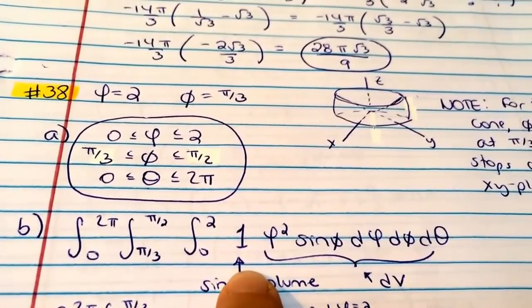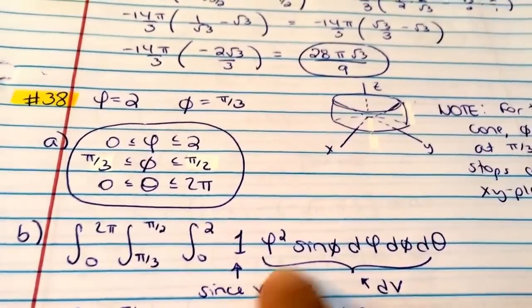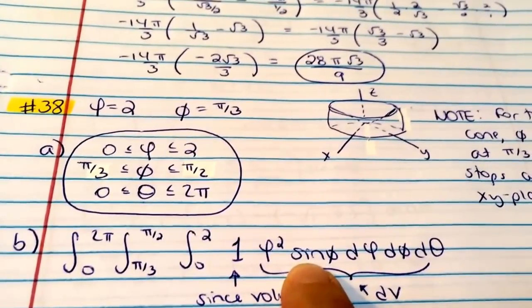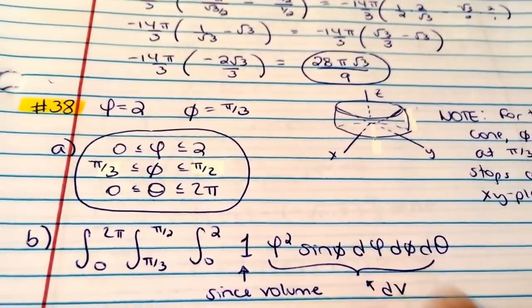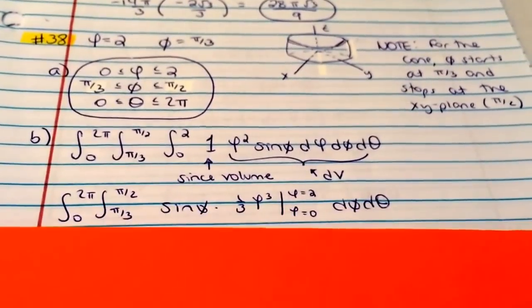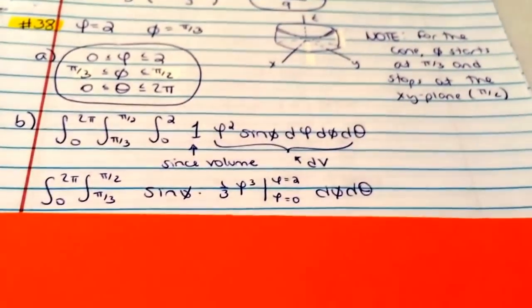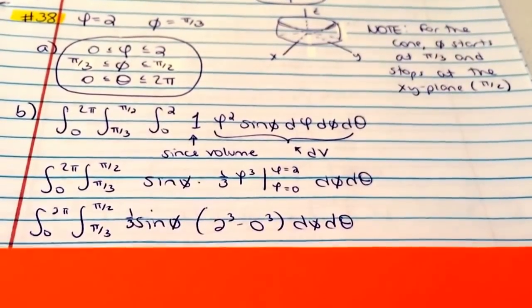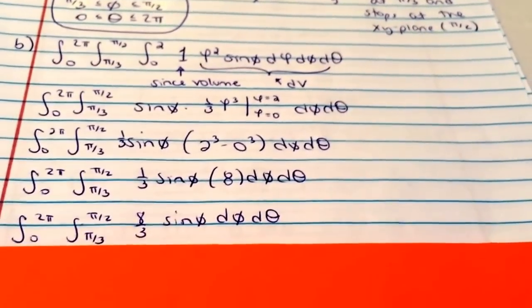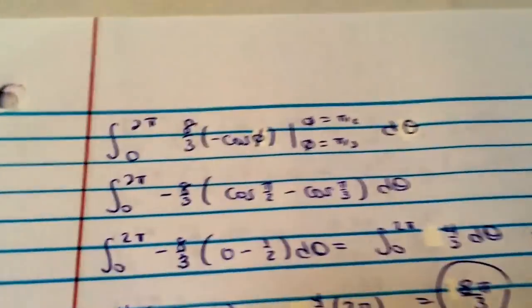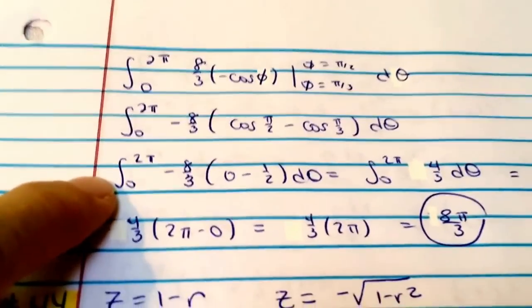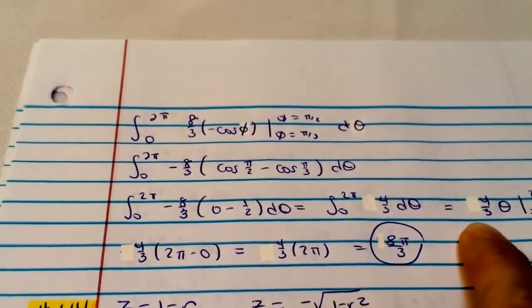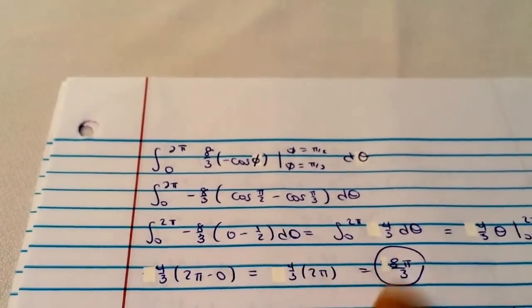And then for my volume, I put my bounds on there. 1, because for volume triple integrals, your function has to be 1. Make sure you have the extra piece, because in spherical you've got to have this extra piece. And then d rho, d phi, d theta. All right, so we're going to integrate this. Integrating with respect to rho first, plug in, simplify. Integrate with respect to phi, plug in, simplify, integrate with respect to theta, plug in, simplify.